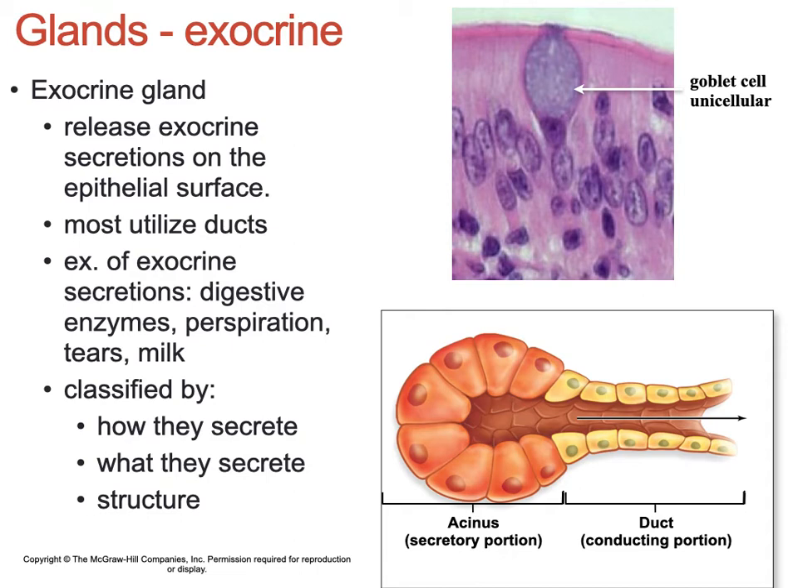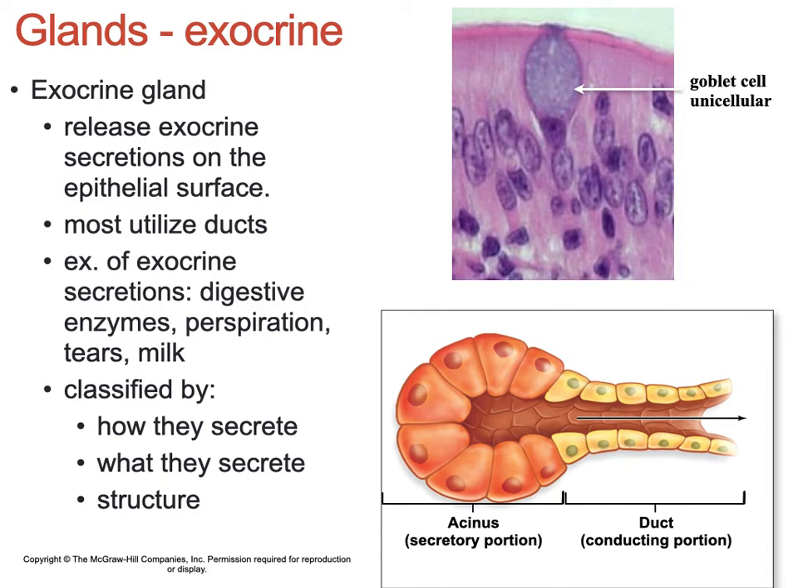Now, we classify exocrine glands from three perspectives. One, by the structure of the gland itself. Two, by how those glands secrete their products, and three, by what those products are. So starting with the structure, we can classify the exocrine gland as unicellular. If you look at the top right image, this is a goblet cell, and they are found along the mucous membranes where they secrete mucin. That's what's filling the top of this cell.